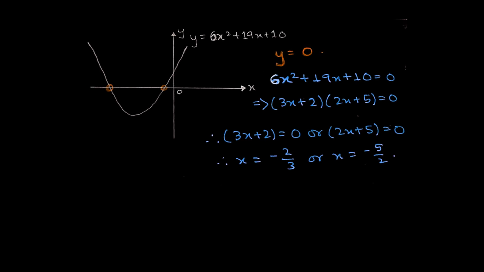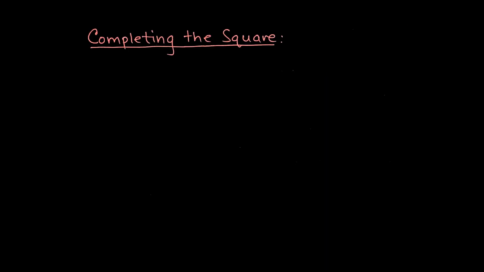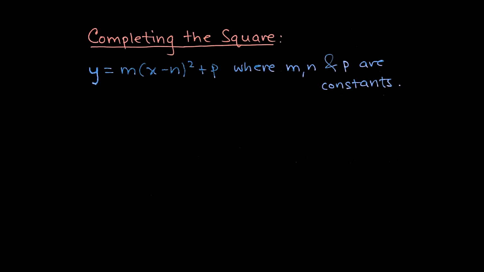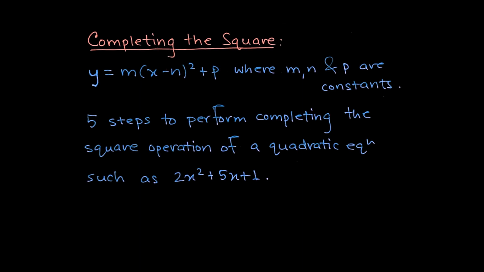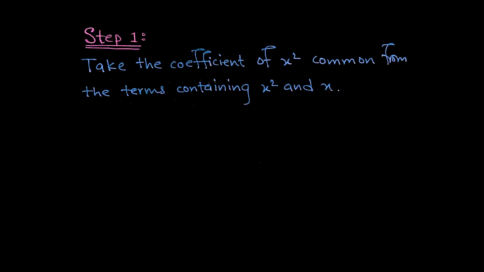Let us check out one of our other methods, completing the square. Using this method, our goal is to express our equation in the form y equals m(x minus n) whole squared plus p, where m, n and p are constants. I'll show you how to perform the completing the square operation on a quadratic equation using the example 2x squared plus 5x plus 1 in 5 small steps.